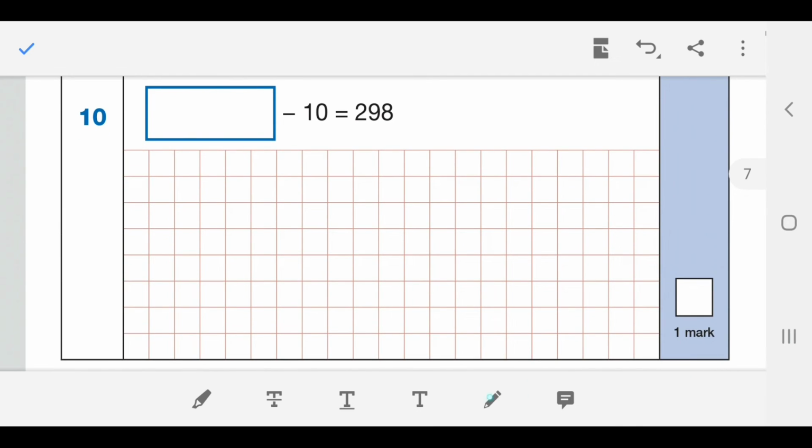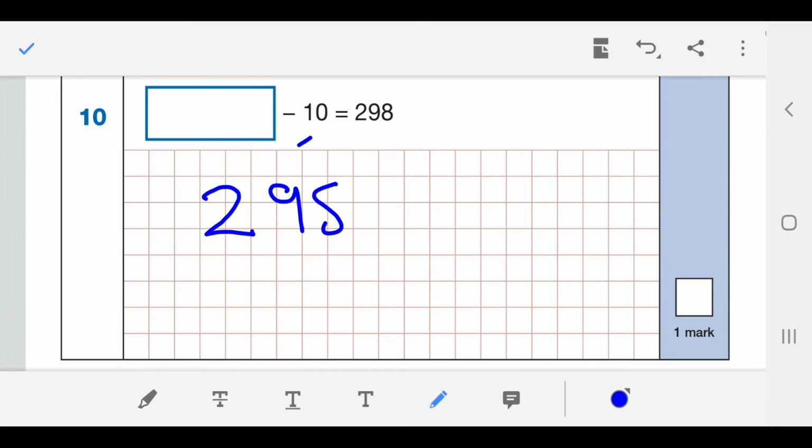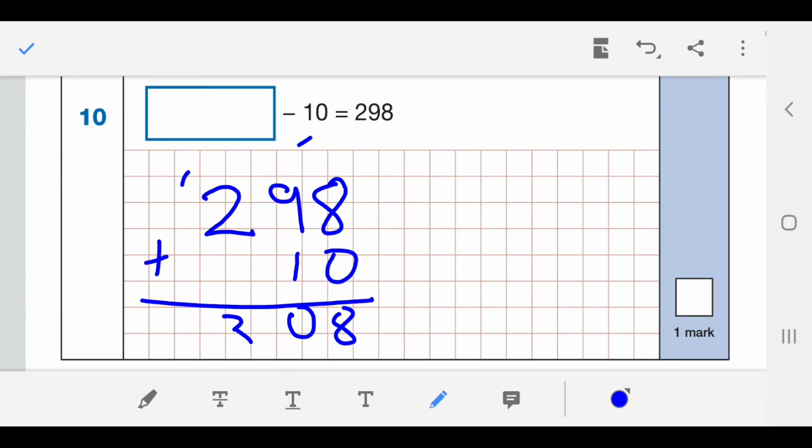Question number 10. Something minus 10 equals 298. If we use the inverse operation, 298 plus 10 should give us the final answer here. So I'm going to do 298 plus the 10. That should give us our missing number there. So 8 plus 0 is still 8. 9 plus the 1 is 10. And that's going to be 2 plus the 1 is 3.